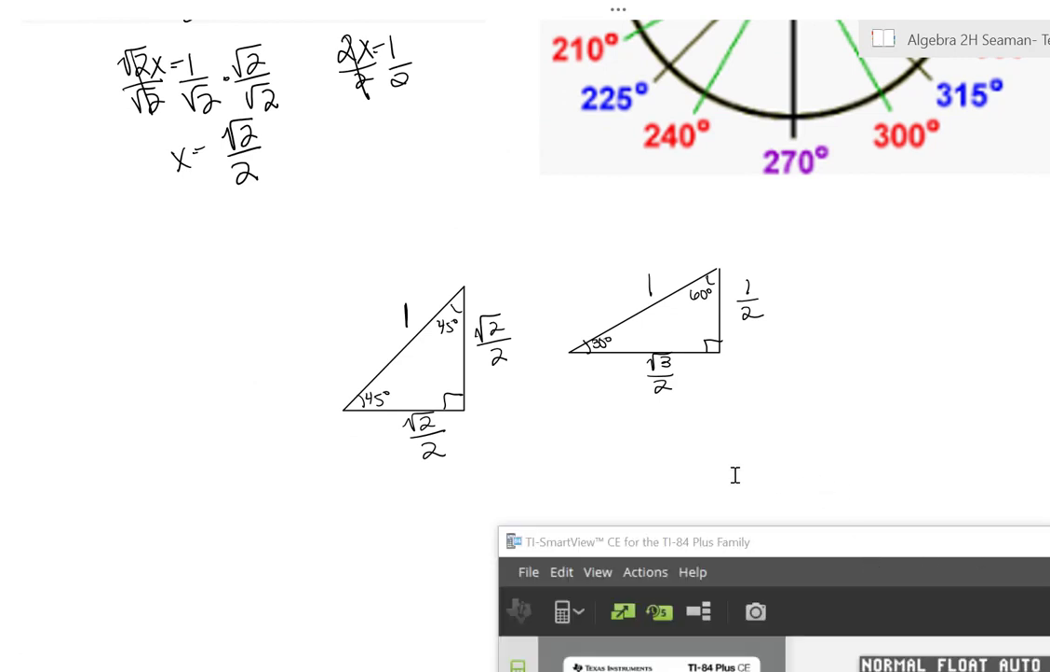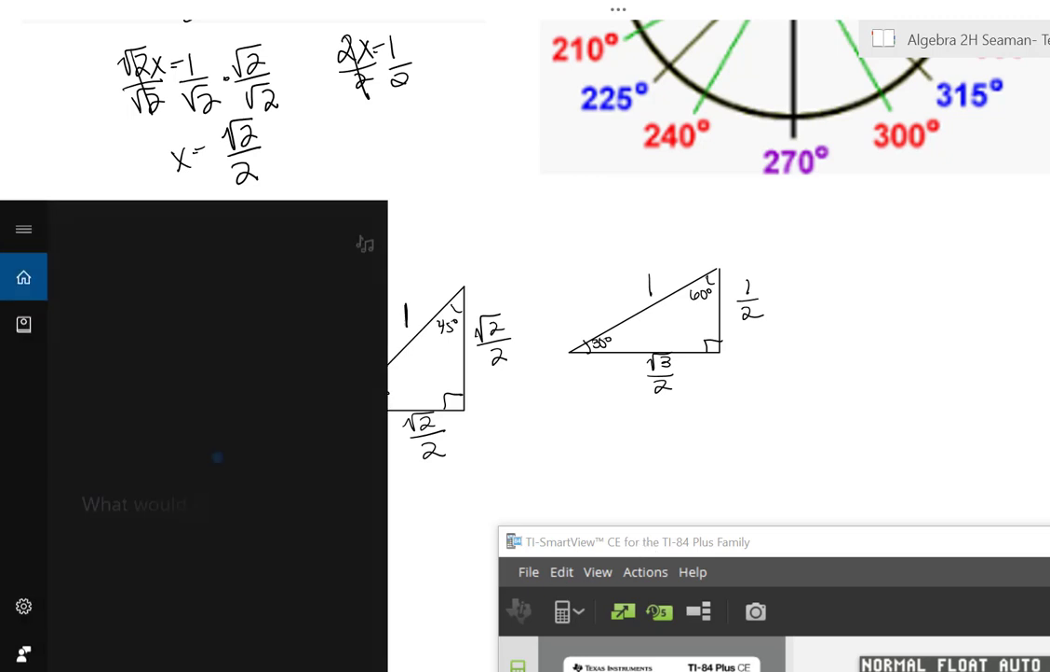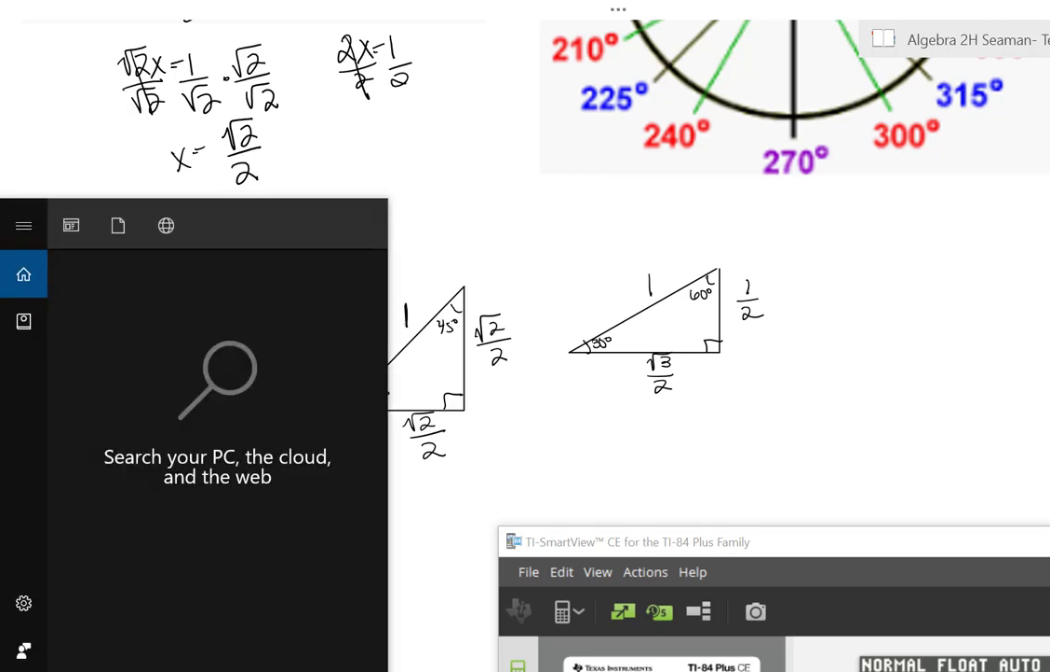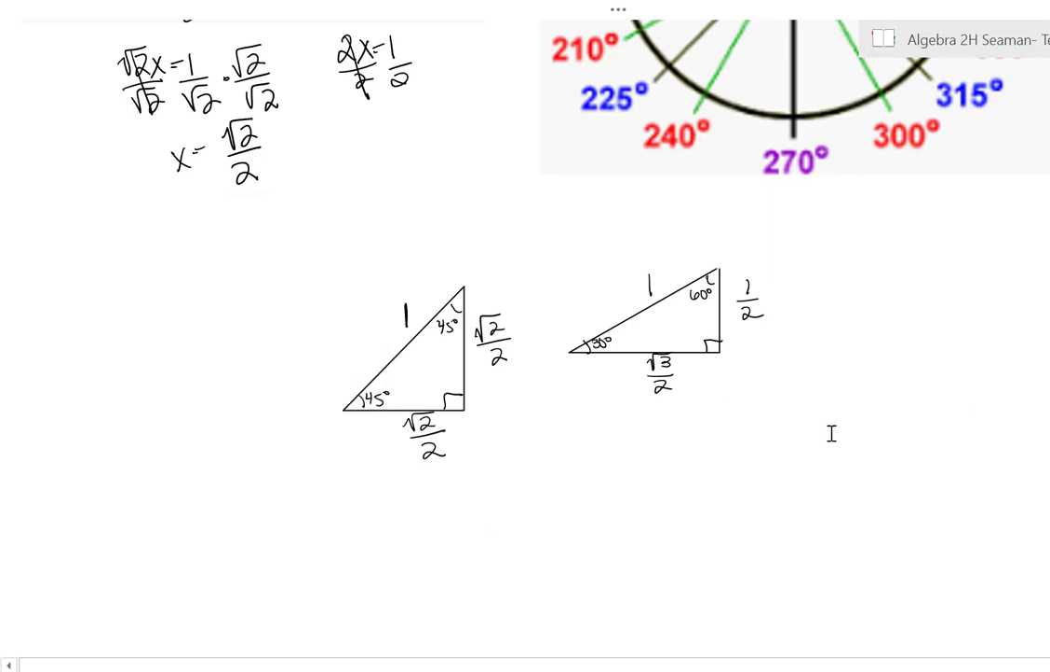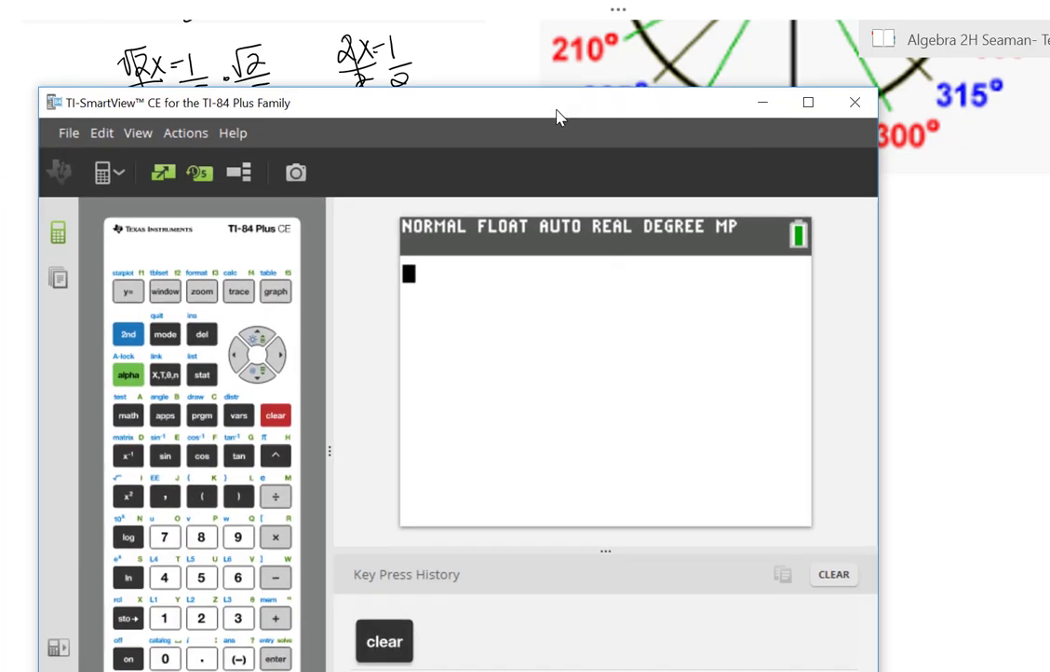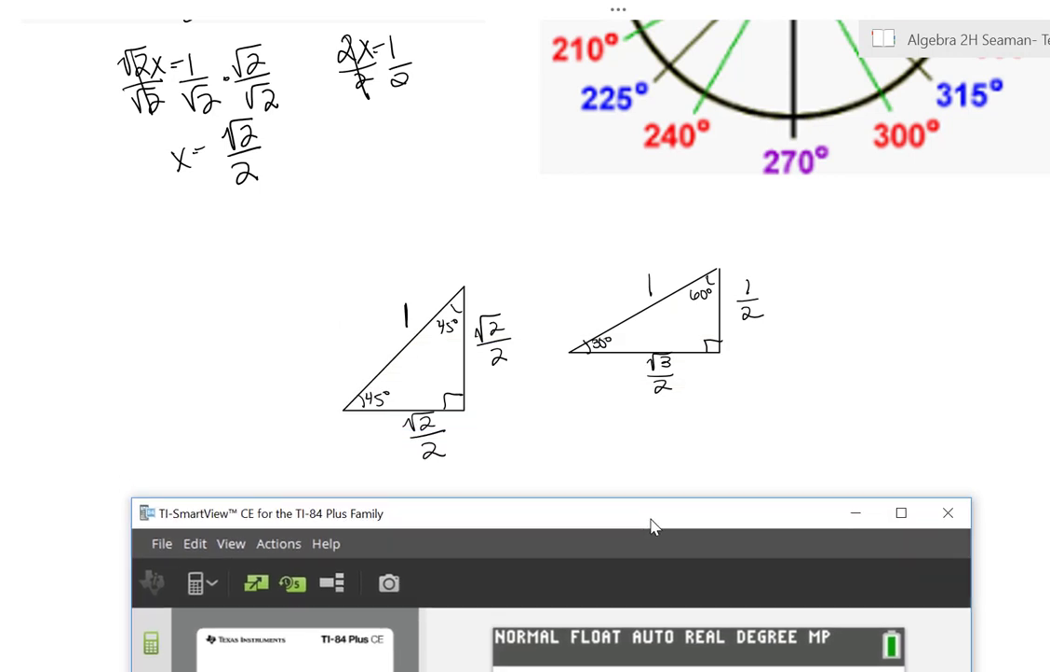The last thing that's going to be important moving forward in this unit is the ability to use a calculator. You guys do have a calculator called WabbitEmu. If you search in that search bar, W-A-B-B-I-T Emu, it should pop up as the calculator that is on your desktop, and it should look very similar to the calculators you get to use in your class.